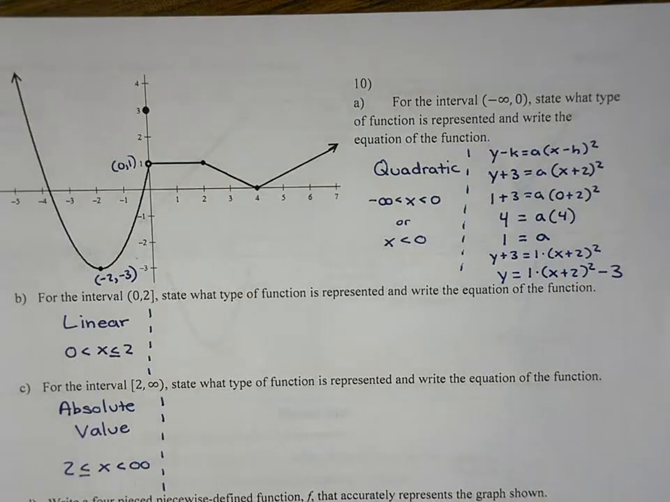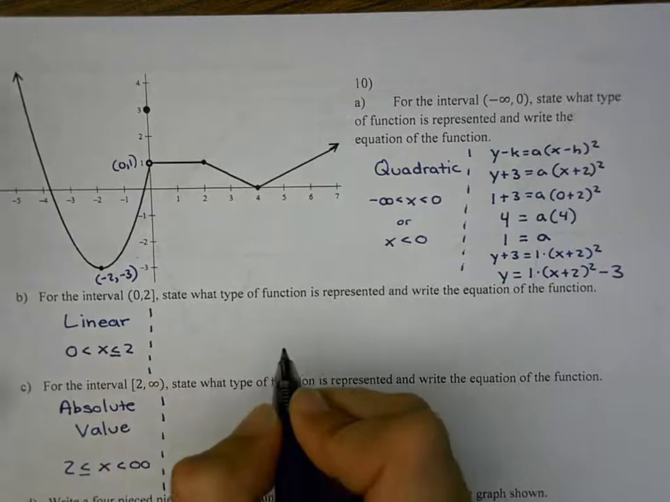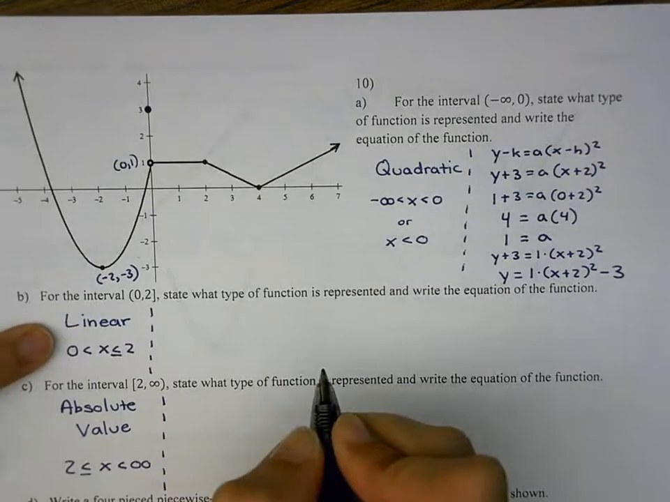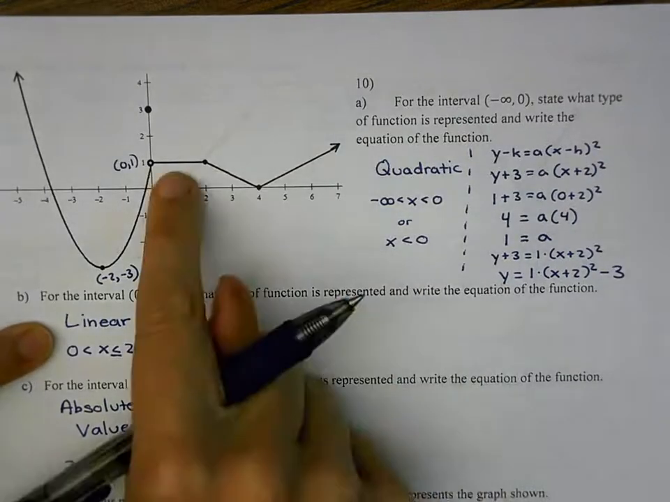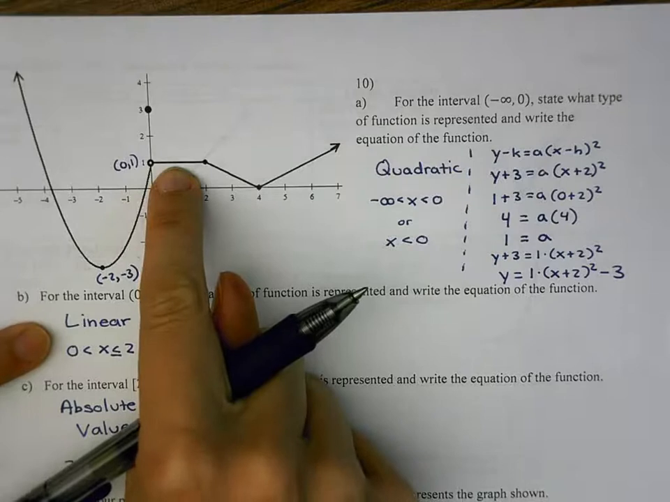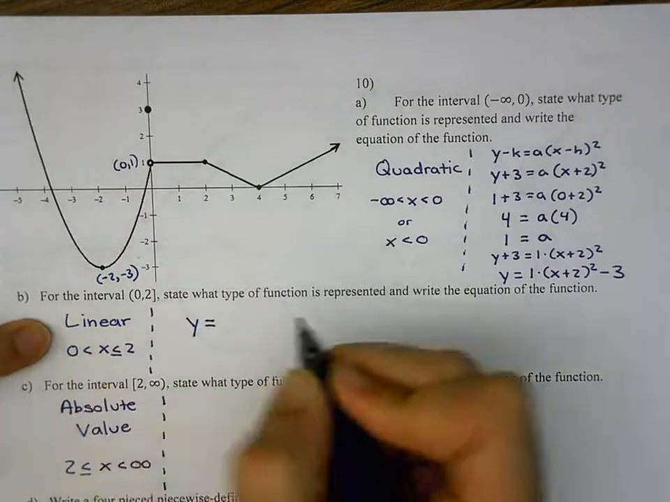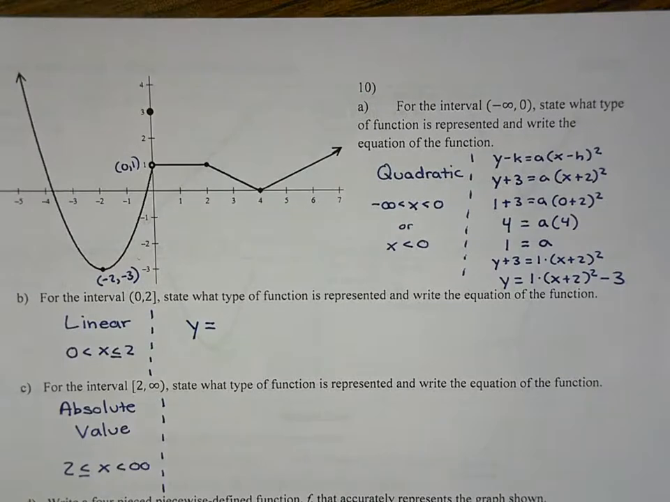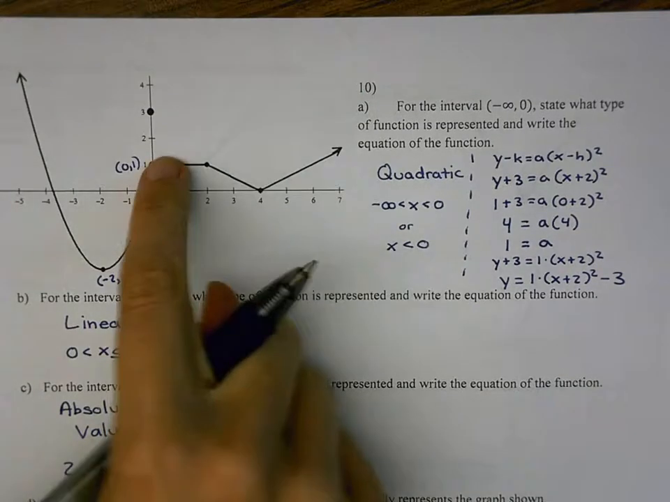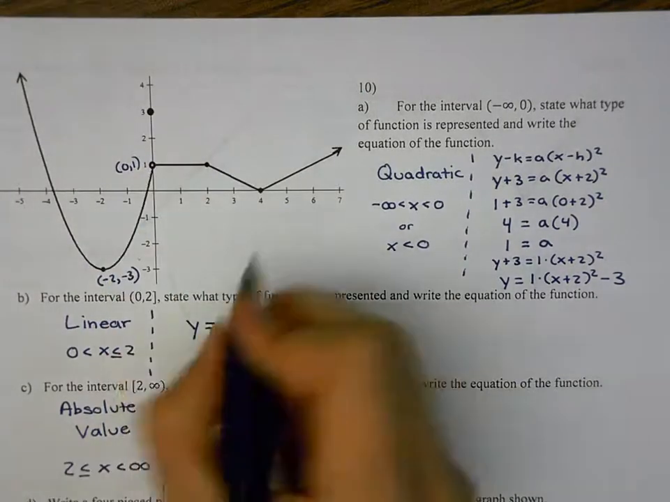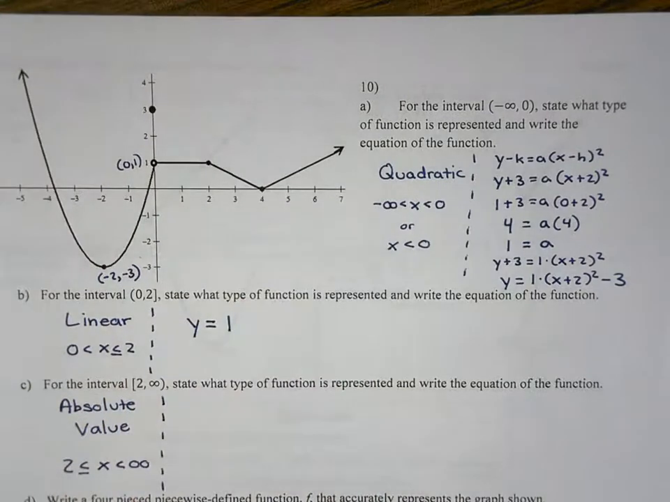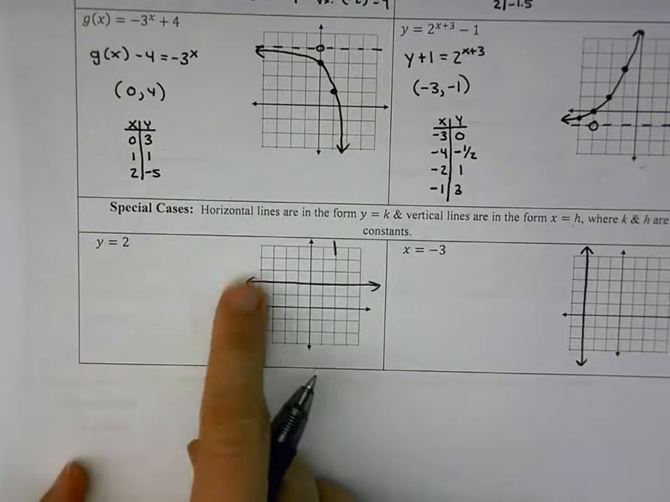Linear's up next. What's your descriptive form for linear? Well, this linear here is a horizontal, right? So that would be a y equals. In this case, it would be y equals what? This line here is at y equals 1. The special cases: a horizontal line is a y equals line, and vertical is x equals.